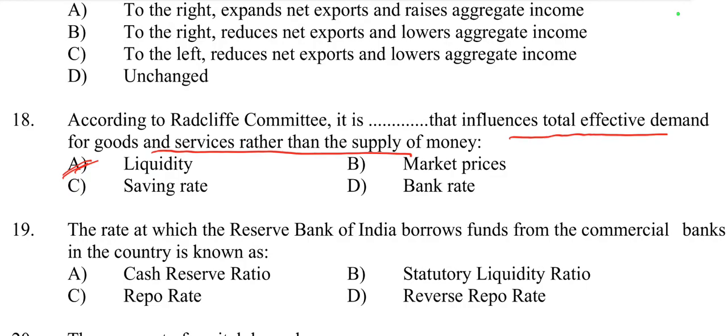How does liquidity influence effective demand? The Radcliffe Committee, which examined the role of monetary policy and the impact of money supply on the economy, emphasized that liquidity, or the availability of liquid assets, plays a more critical role in influencing effective demand and economic activity than the mere supply of money. So according to the Radcliffe Committee, liquidity influences total effective demand. Option A is right.